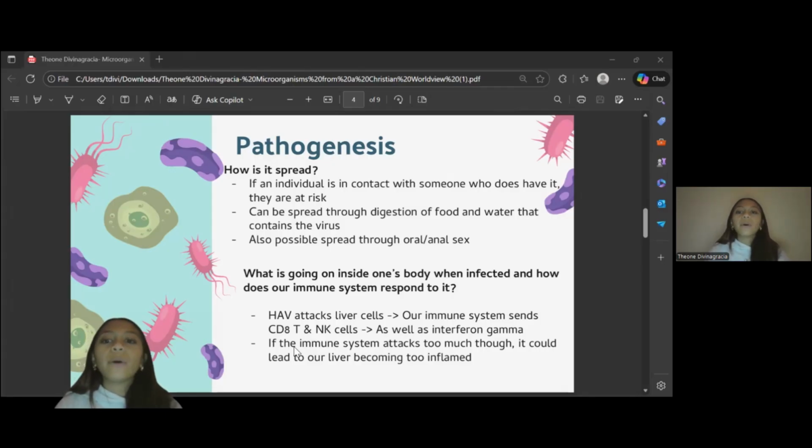What is exactly going on inside one's body when infected, and how does our immune system respond to it? HAV attacks our liver cells. So our immune system sends CD8 T and natural killer cells. They also send interferon gamma. But if our immune system attacks too much, though, it could lead to our liver becoming too inflamed, which is very bad.